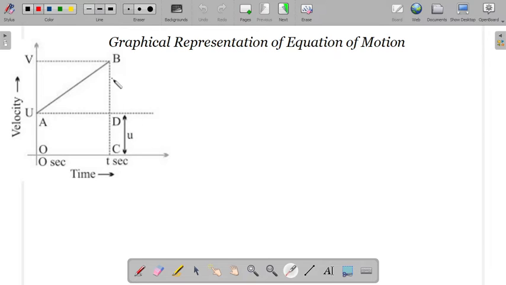This is the graph by which we can solve our first equation, second equation and third equation. We will derive all those three equations using only this particular graph. So now we are going to solve that.